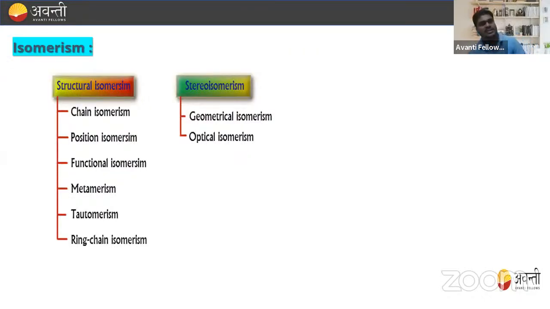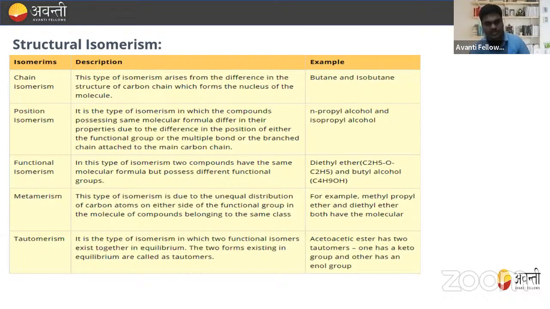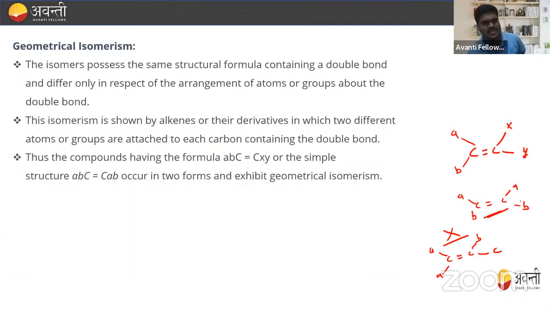In isomerism, we study different types of isomerism, like structural isomerism and stereoisomerism. Structural isomerism is further classified as chain, position, functional, metamerism, tautomerism, and ring chain isomerism. Similarly, stereoisomerism is classified as geometrical and optical isomerism, right? These are the detailed explanations of all the structural isomerism. We already discussed this.